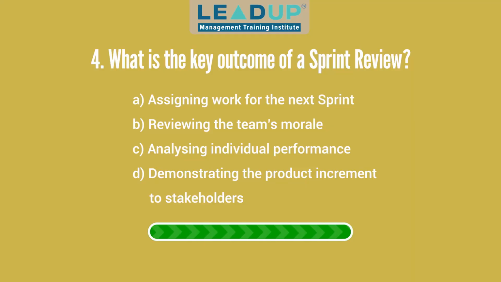Question 4. What is the key outcome of a sprint review? A. Assigning work for the next sprint. B. Reviewing the team's morale. C. Analyzing individual performance. And D. Demonstrating the product increment to stakeholders. Answer: demonstrating the product increment to stakeholders.